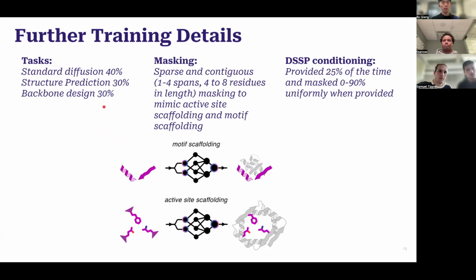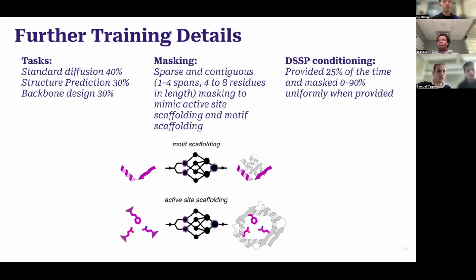One of the most important things was really balancing the tasks between doing the standard diffusion denoising objective, structure prediction, and backbone design. So really what we do here is, during the diffusion task, we just noise the sequence like we normally would, and we don't provide any kind of structure. And the model is always tasked with denoising the sequence, but also producing the corresponding structure as well.